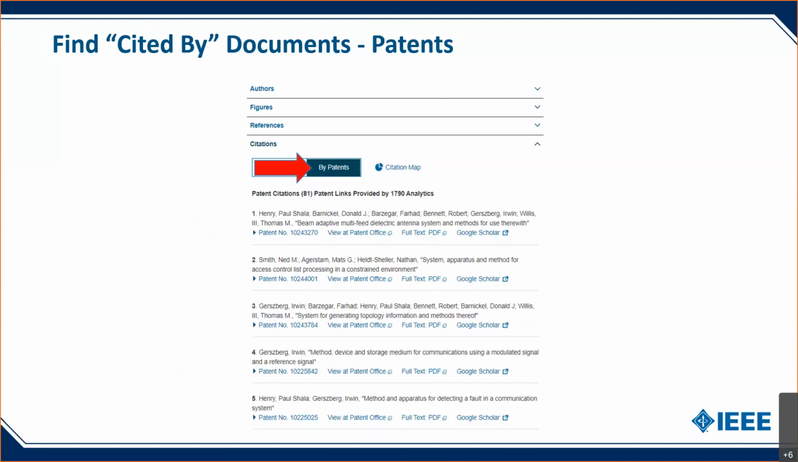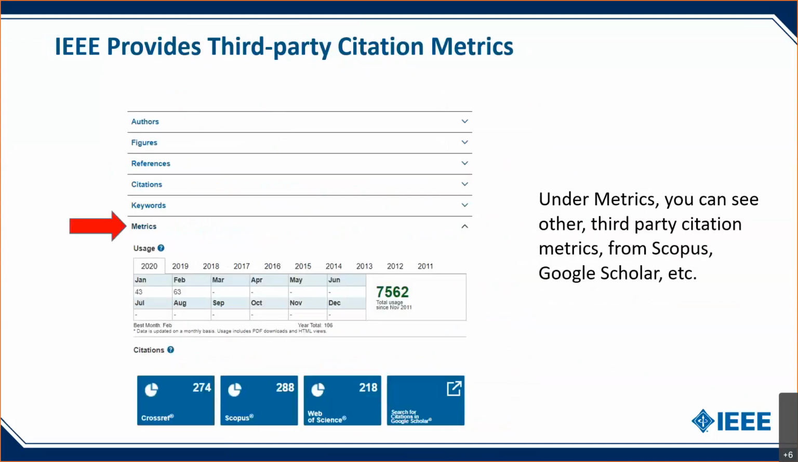You can also look at the metrics, how well your article is being cited by third-party citations like Web of Science, Google Scholar, Scopus, and also Crossref. And we also give you how many times your article has been downloaded. So this gives you the impact of the article itself before you choose to further read the article.